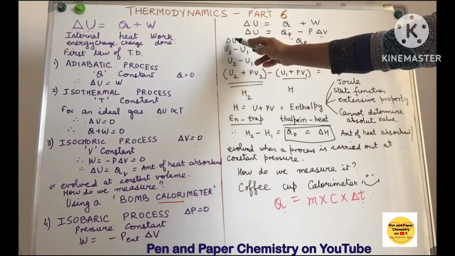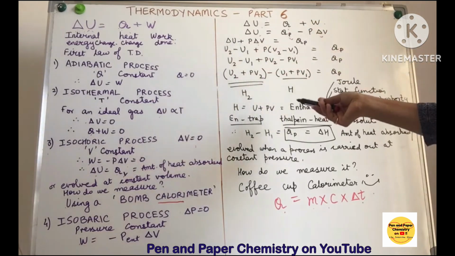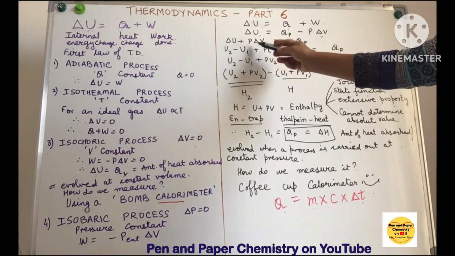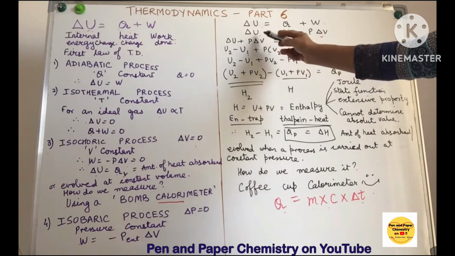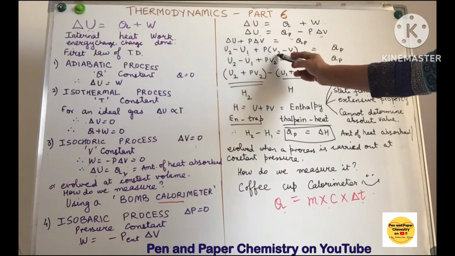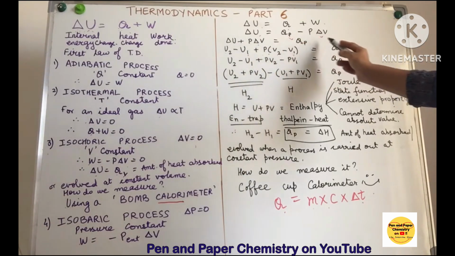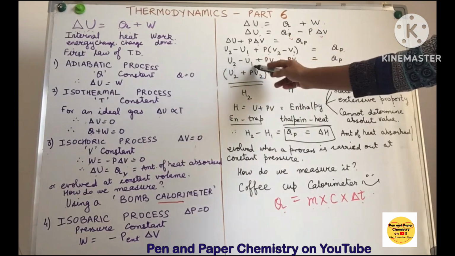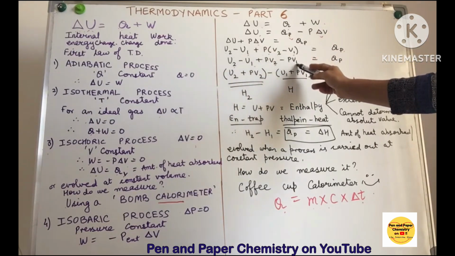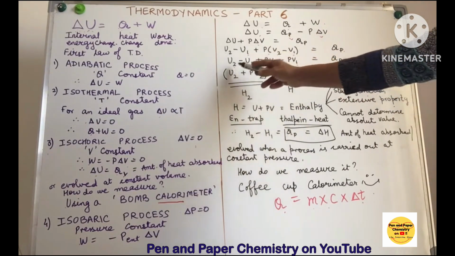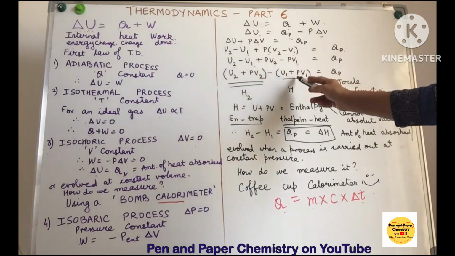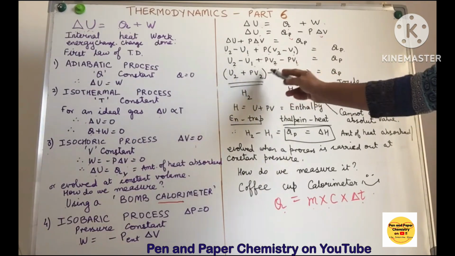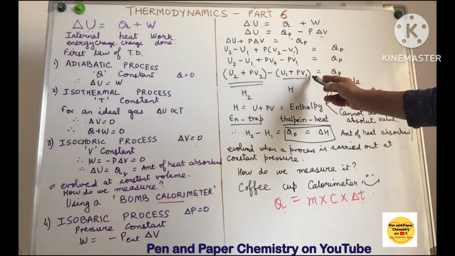Expanding the two. Delta U means the change in internal energy, so final internal energy minus the initial, plus P delta V, which means change in volume, so final volume minus initial volume, is equal to Q_P. U2 minus U1 plus PV2 minus PV1. Clubbing the final state values and the initial state values, we have U2 plus PV2 minus (U1 plus PV1).